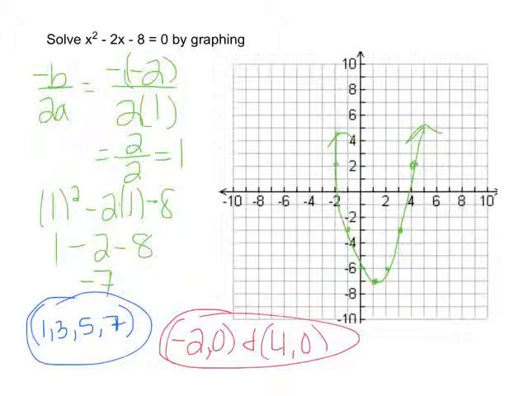I also forgot to mention that I knew that the parabola was going up because my a was positive here, so I knew that it was opening upwards.